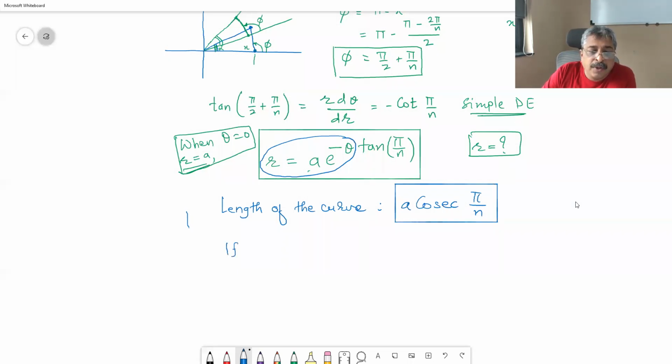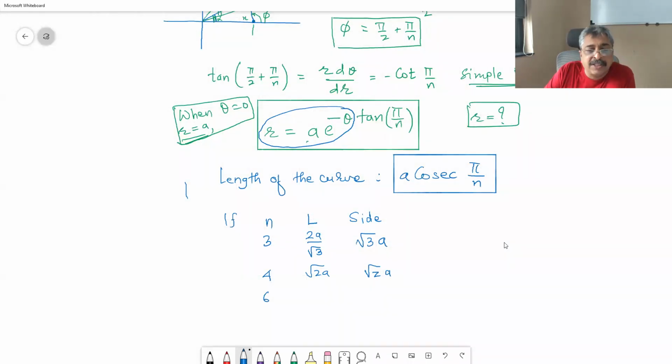Therefore, if n is equal to 3, the length of the curve is going to be 2a upon root 3, and it is going to be an equilateral triangle, and therefore the length of the side is root 3 times a. If n is equal to 4, we have root 2 a and root 2 a, both same. If n is equal to 6, these are our special cases, the length becomes 2a and the side length becomes a.